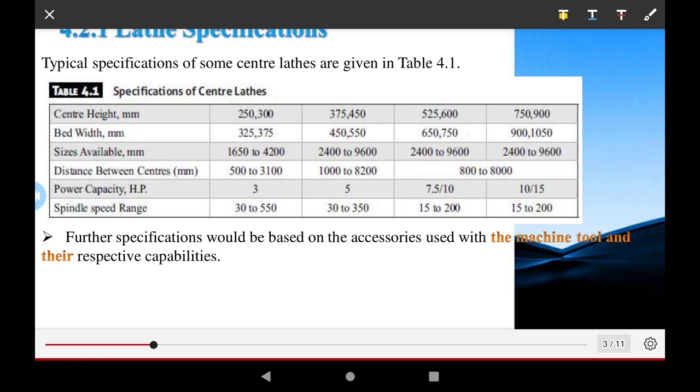And for a standard machine, for very small manufacturing operations with small tool diameter, the height and length of the machines are small. For large machines, the power consumption is also high, the machine size is high, and the range of speed in rpm is less.